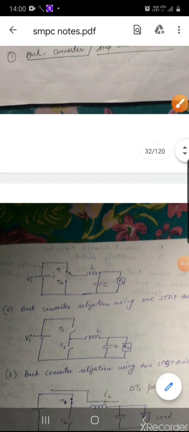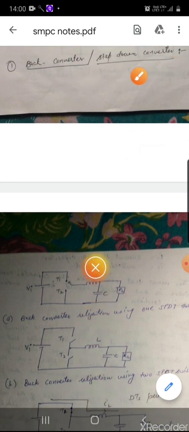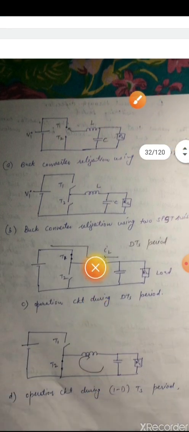So this is our buck converter, a step down converter, which will step down the DC voltage. And you will get the variable DC voltage at the output side, but a stepped down voltage. So this is the configuration in which the buck converter has been designed using one SPDT switch, a single pole double throw switch. We have a supply, and one switch which will connect in this way, the inductor will charge, and when connected to T2 the inductor will get discharged.